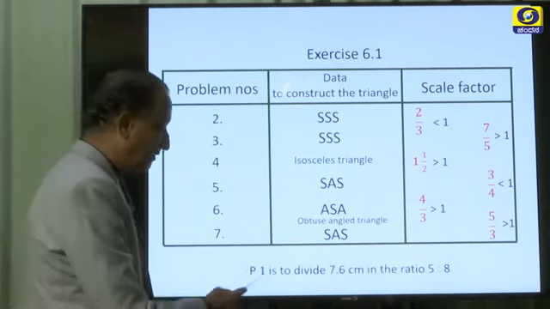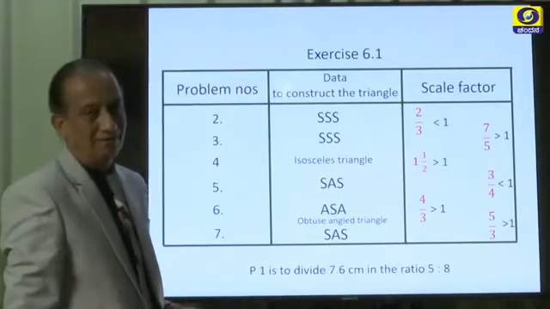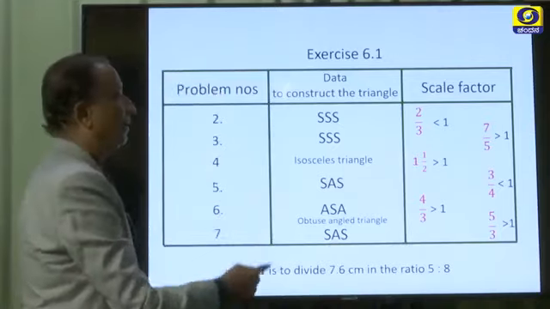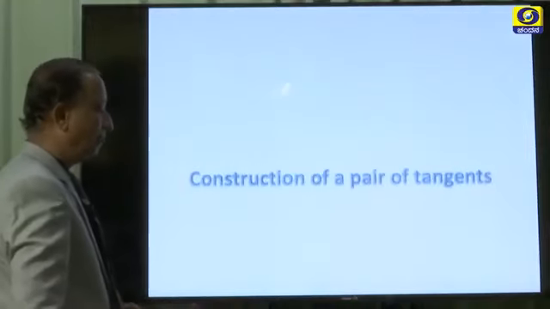Problem number 1 is to just divide 7.6 in the ratio 5:8. So, please children, practice all these problems and try to get 3 out of 3 in the public examination.